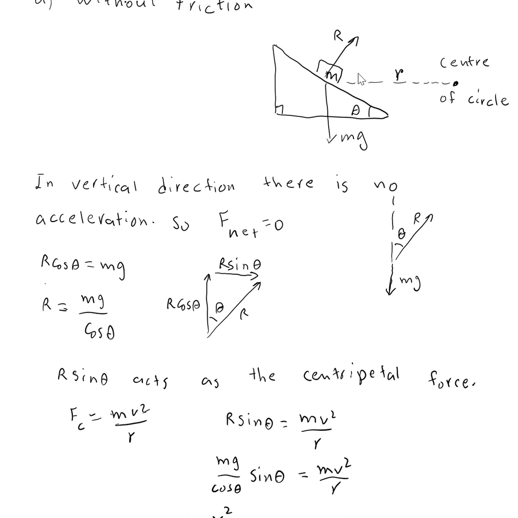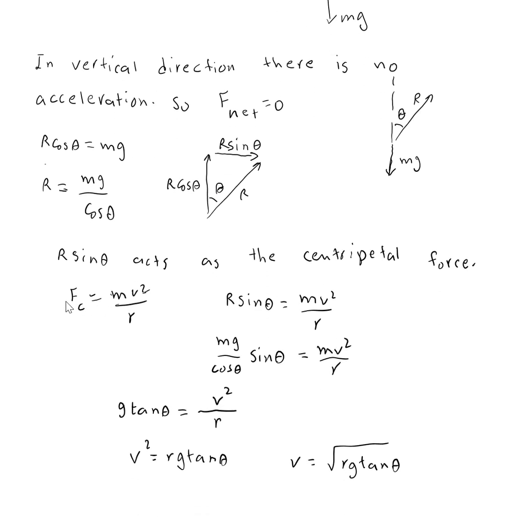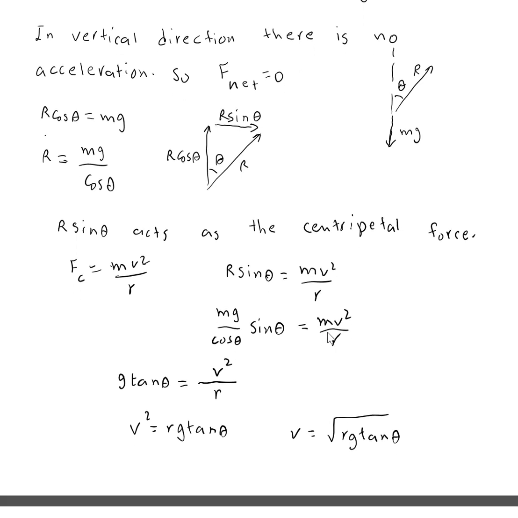The only force towards the center and horizontal is R sin theta. That will be our centripetal force. So using the formula for centripetal force, which is Fc equals mv squared on r, we can replace Fc with R sin theta, which is the only centripetal force we have, equal to mv squared on r, and replacing R with this value from here, mg on cos theta, we get mg times sin theta on cos theta is equal to mv squared on r.